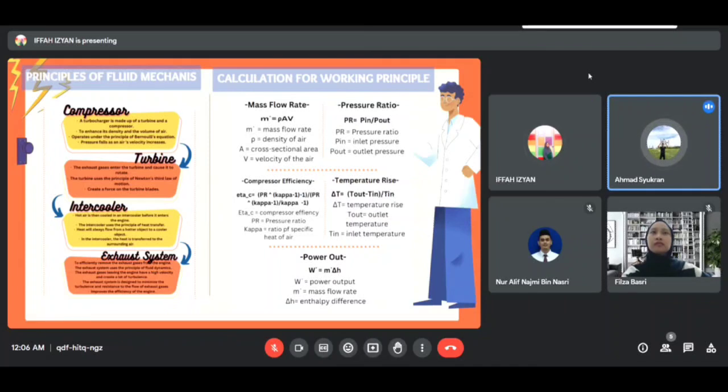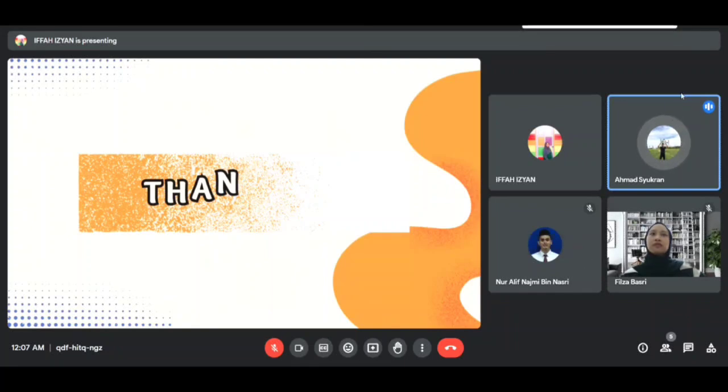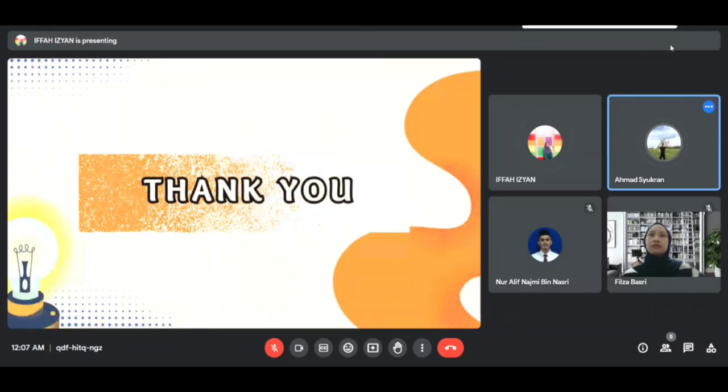Okay, these calculations can be used to optimize the performance of a turbocharged engine system by selecting the appropriate turbocharger size and configuration and adjusting the compressor and turbine design to maximize efficiency and power output. Okay, that's all from us about the principle of turbocharger engine. Thank you.